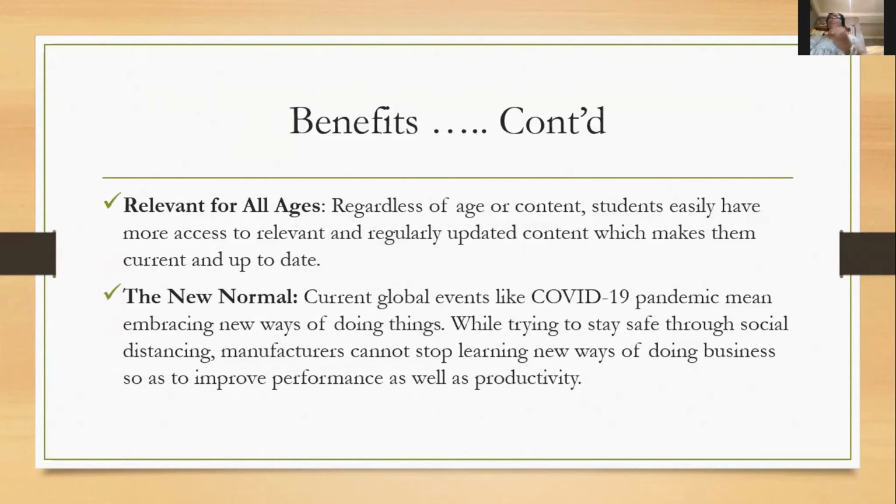So current global events like the COVID-19 pandemic mean embracing new ways of doing things. While trying to stay safe through social distancing, manufacturers cannot stop learning new ways of doing business so as to improve performance as well as productivity.